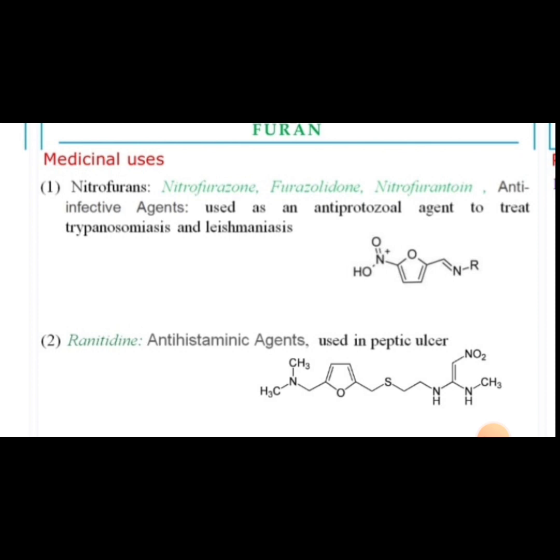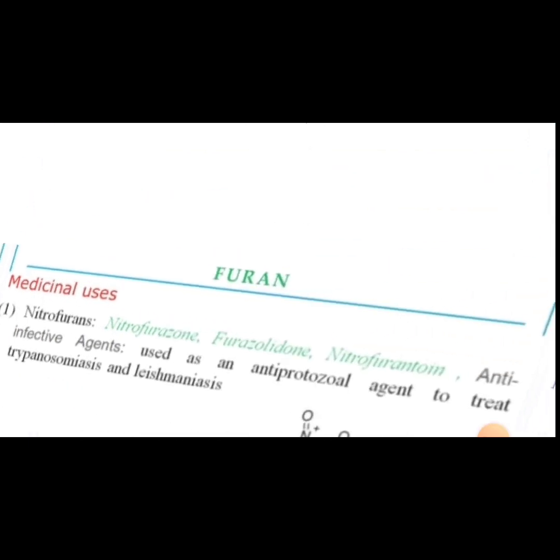Now see the medicinal uses of furan. The first medicinal use is the nitrofurans: nitrofurazone, furazolidone, nitrofurantoin, anti-infective agents used as antiprotozoal agents to treat trypanosomiasis and leishmaniasis. Now see the structure here. Second medicinal use is ranitidine, an antihistamine agent used for peptic ulcer.